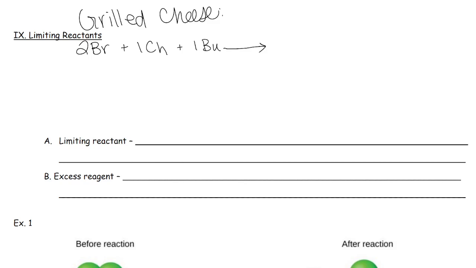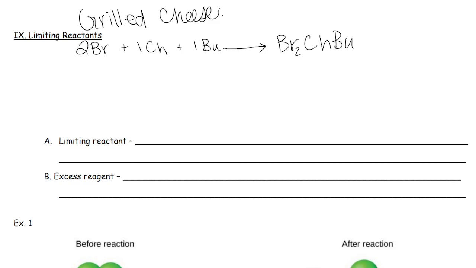And if we say that it's already balanced, we'll just say, okay, so BR2CHBU. You have your 2 breads, your cheese, and your 1 butter. You with me so far? Okay. In order to make your grilled cheese sandwich, you have to have all 3 of these things present. Otherwise, you cannot make any of them.